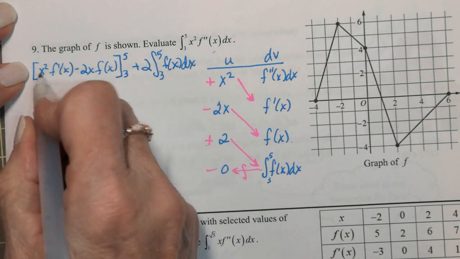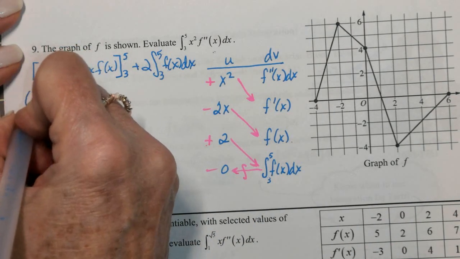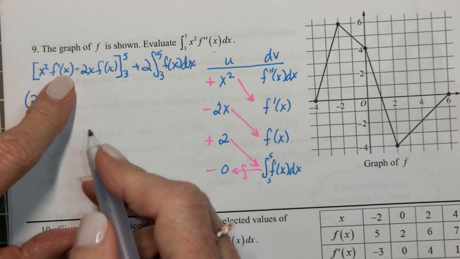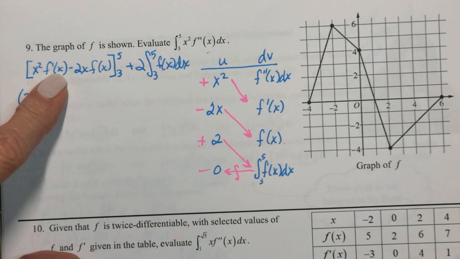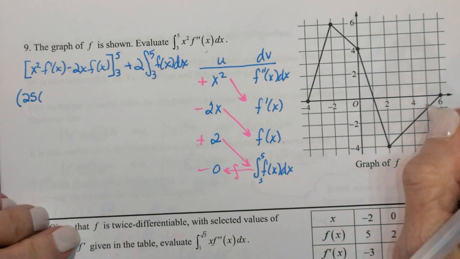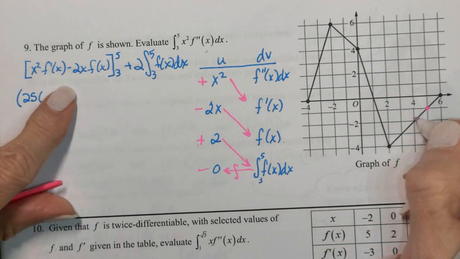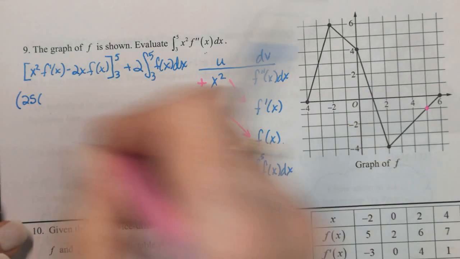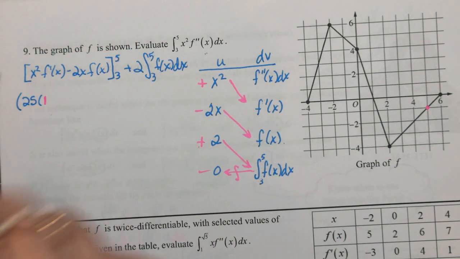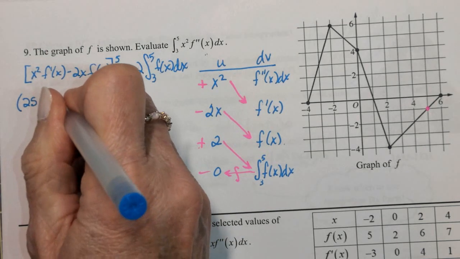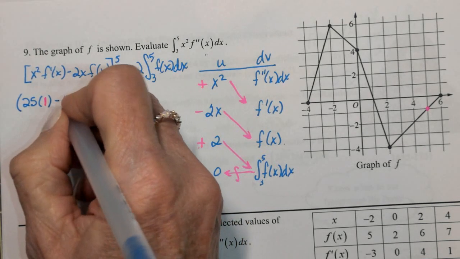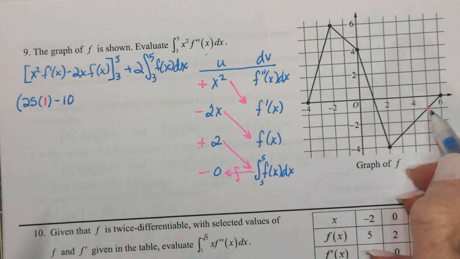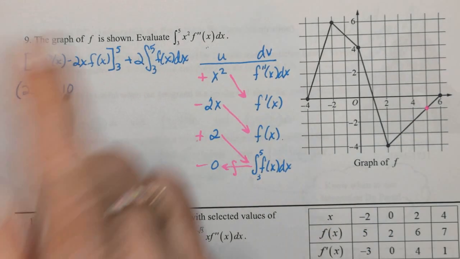Okay, 5 goes in for x, and I have 25 times f prime of 5. Well, f prime of 5, here I am at 5. F prime there is 1. The slope of the line tangent there is 1. Okay? Minus 2 times 5, which is 10, times f of 5. F of 5 is negative 1.